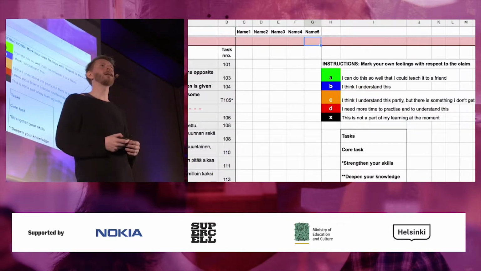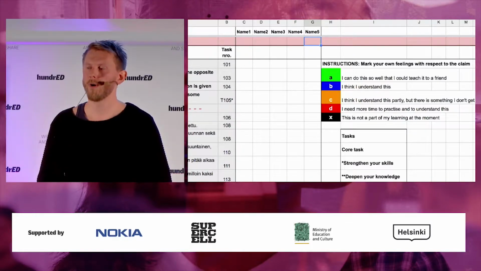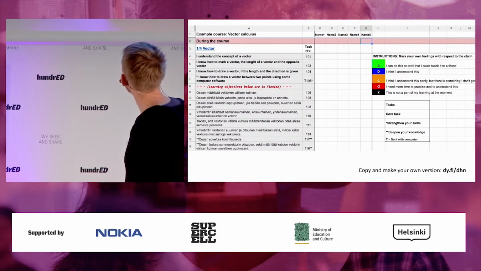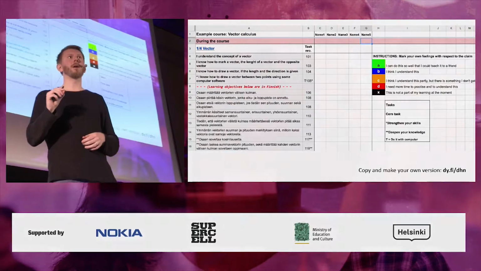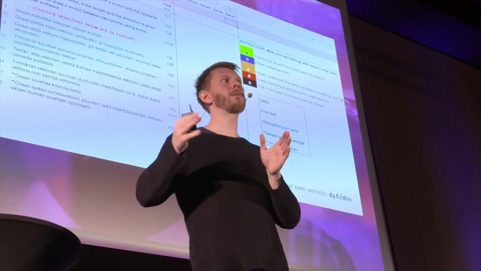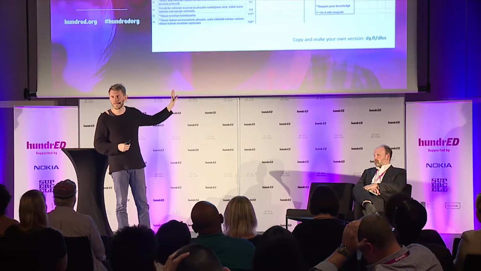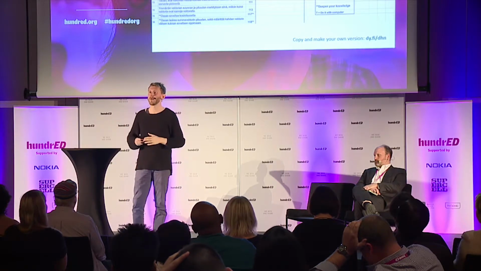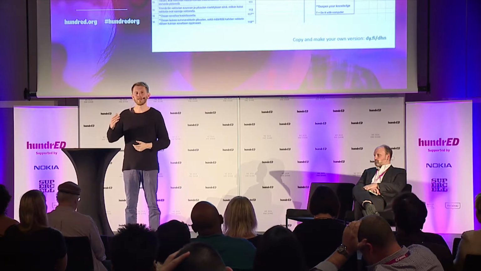The black one means I decide not to learn this at the moment. And one key is also, this is not an individual tool, it's a team tool. So we have a team of 5 students, and everyone is using the same tool. So here are name 1, name 2, so they put their names there. And when they are studying, they have this group of 5 students, they sit around the same table, and they express how they feel about these different kinds of topics.